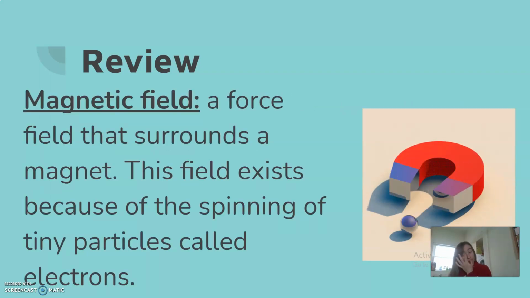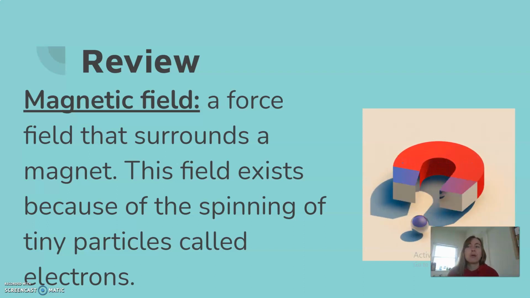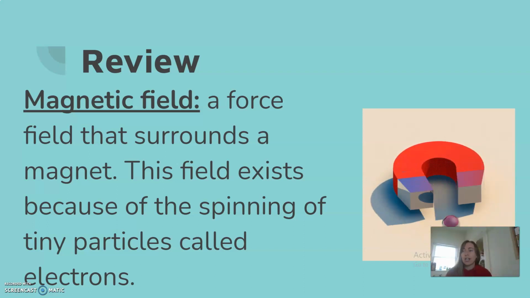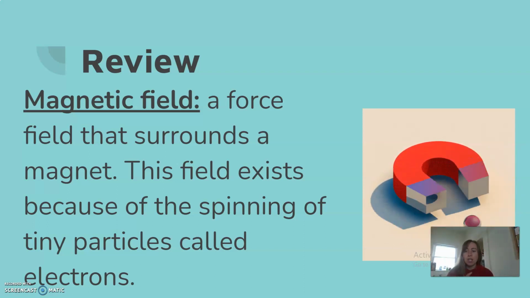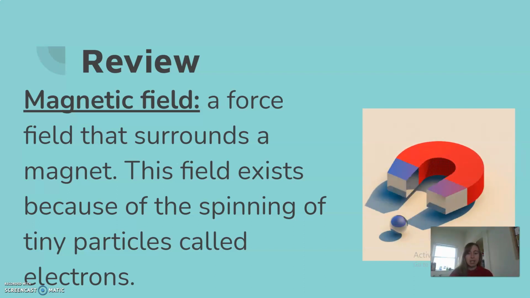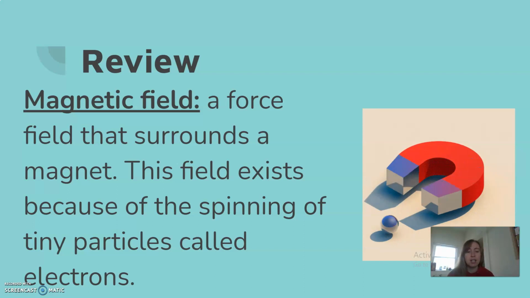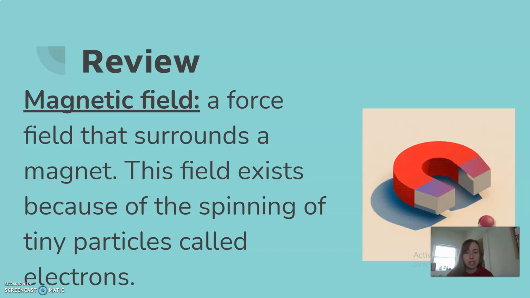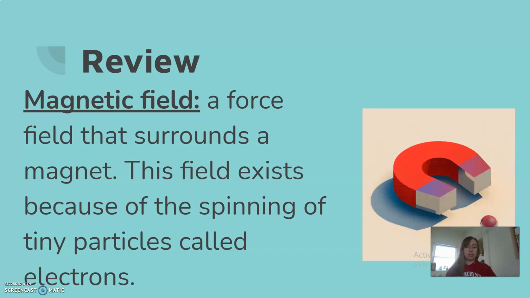One type of force field is a magnetic field, which you all know about very well if you have ever put a magnet on a fridge or tried to push two magnets together that didn't want to go together. You felt that magnetic field. This is a force field that surrounds a magnet, and it exists because of the spinning of tiny particles in the metal called electrons. We're going to talk a little bit more about electrons as we get into electric fields.